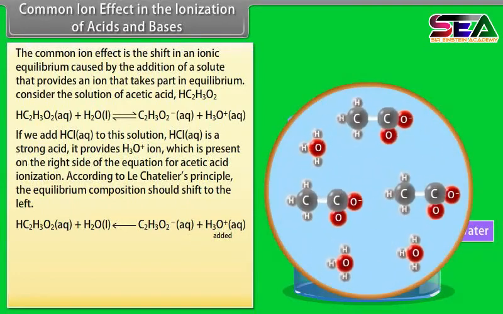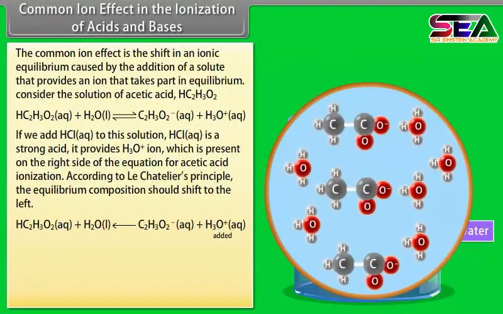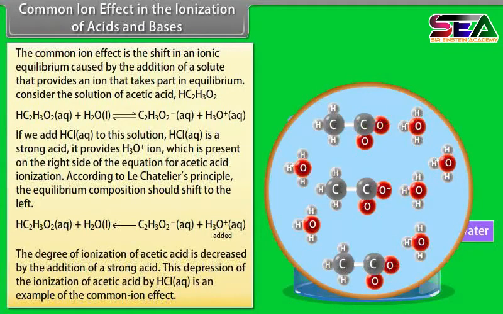It provides H3O plus ion, which is present on the right side of the equation for acetic acid ionization. According to Le Chatelier's principle, the equilibrium composition should shift to the left. The degree of ionization of acetic acid is decreased by the addition of a strong acid. This depression of the ionization of acetic acid by HCl is an example of the common ion effect.